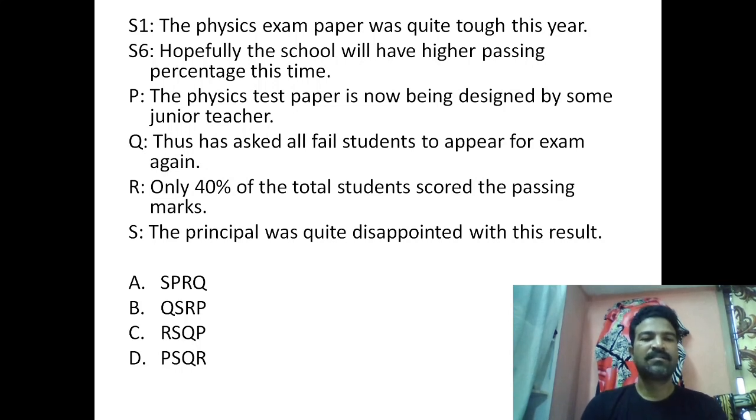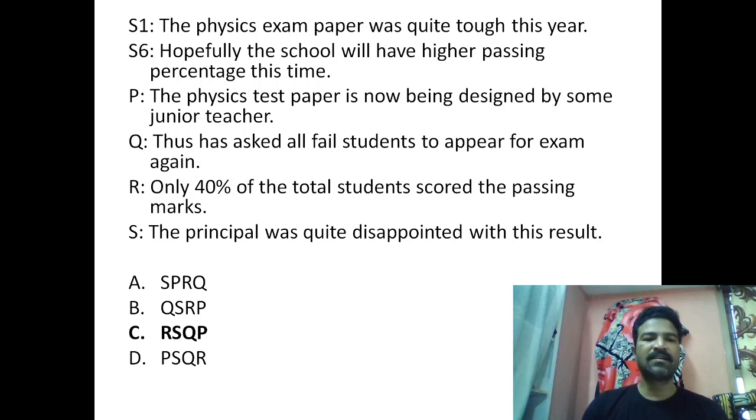Are you able to find the right combination? Let us see. The correct combination is RSQP, option C. So let's put them into proper order. The physics exam paper was quite tough this year. Next R. Only 40% of the total students scored the passing marks.